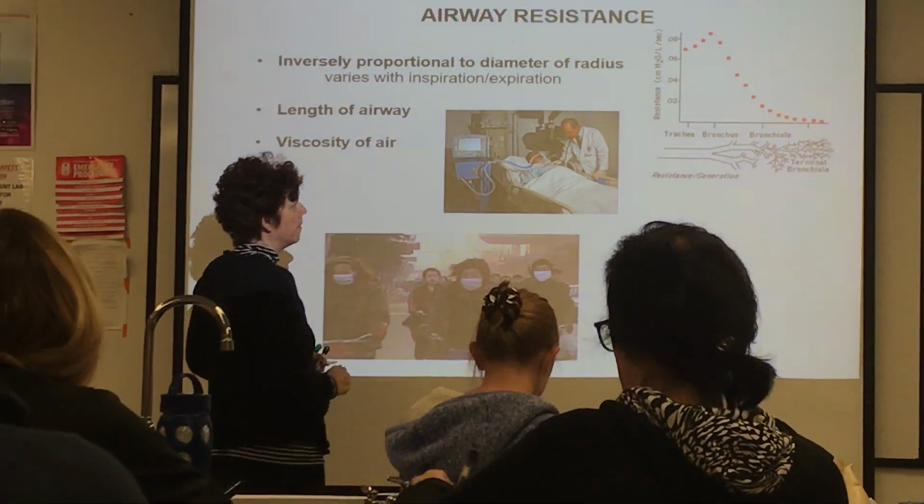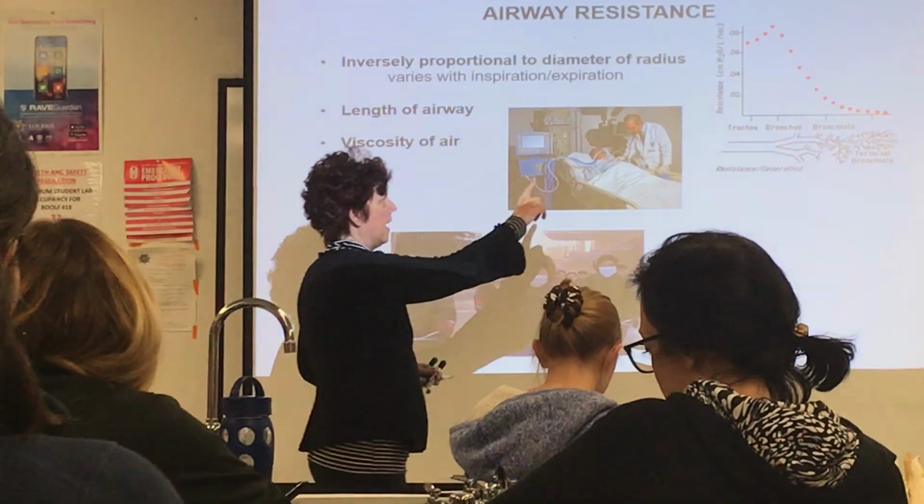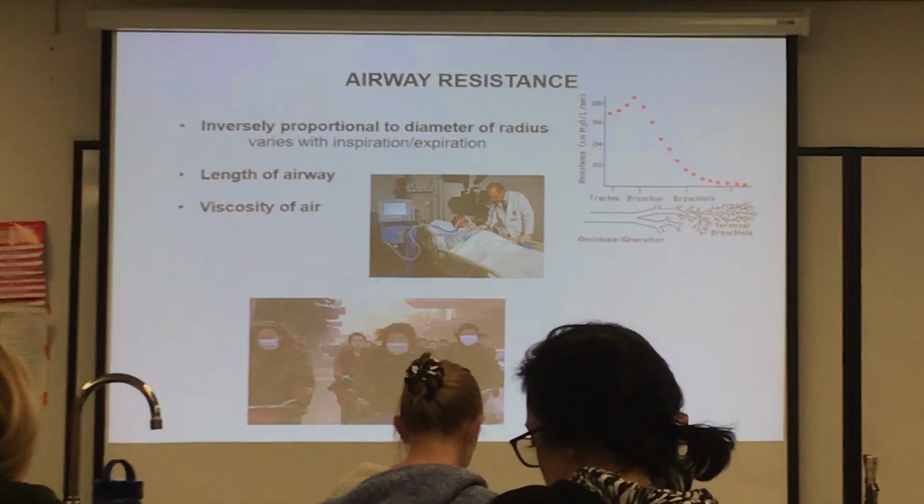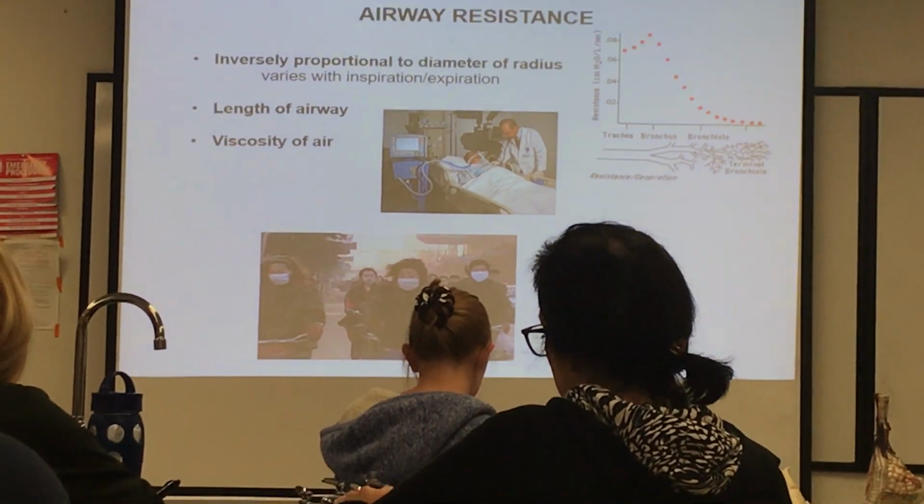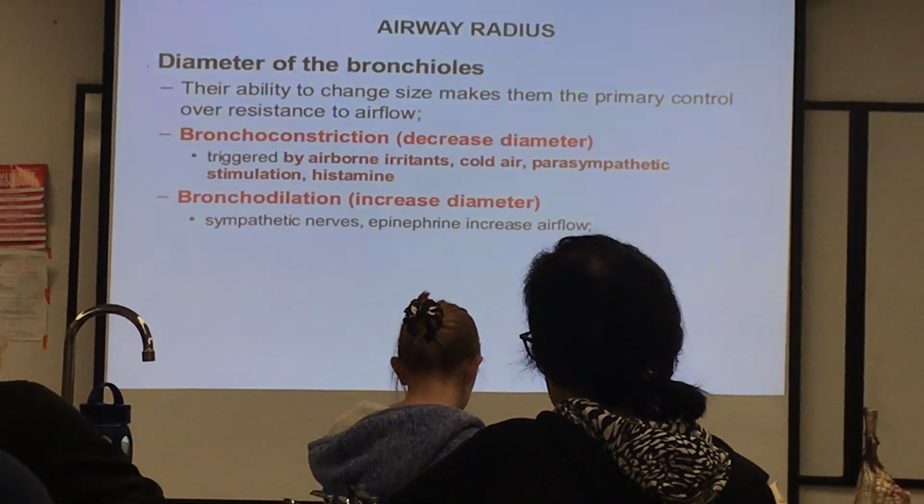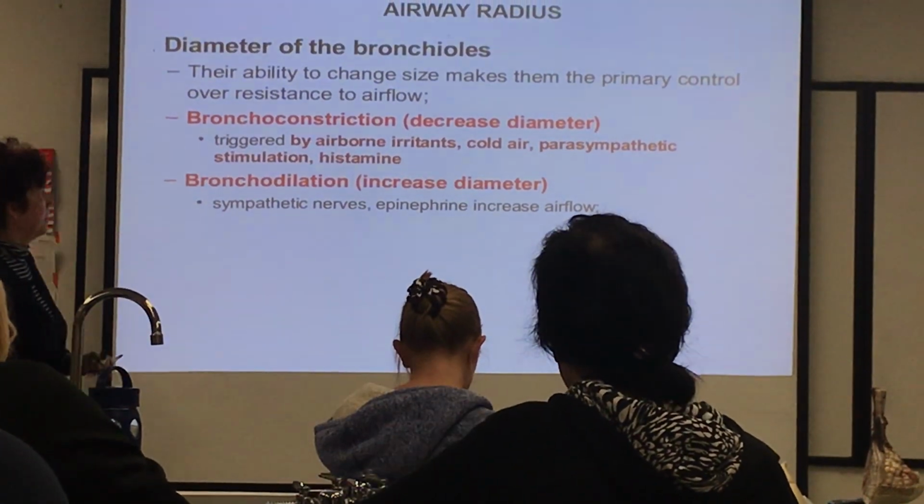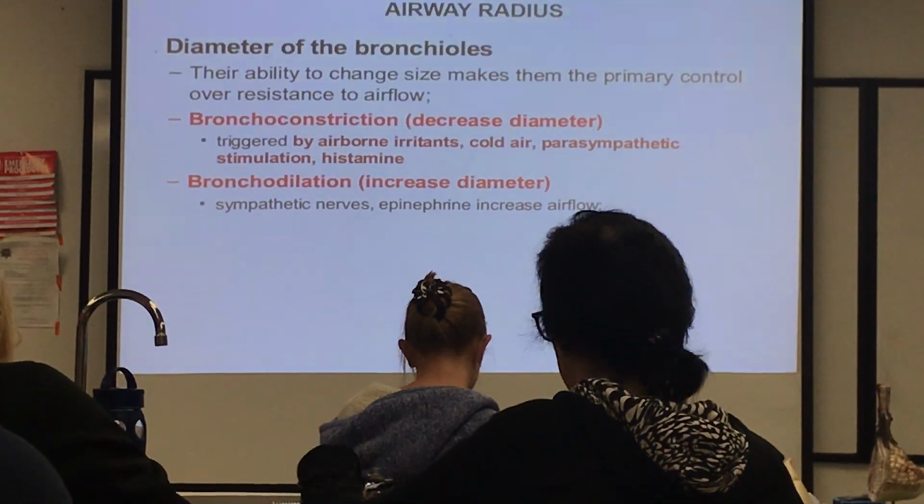So smog, the ventilator tube, and resistance increases as we move to smaller and smaller airways. All right, so here's sympathetics, going to do dilation. Parasympathetics, going to do constriction.